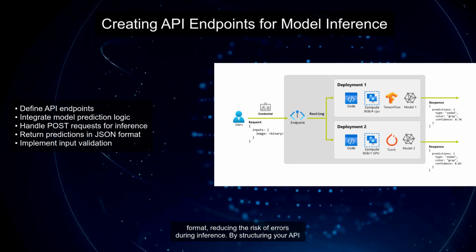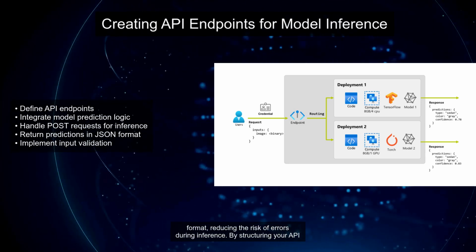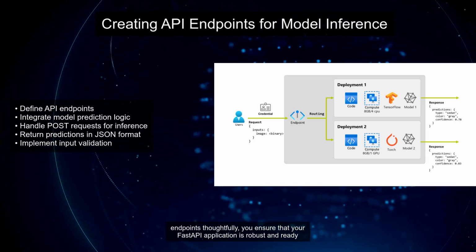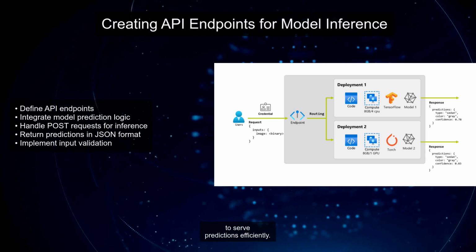Input validation is critical to ensure that data sent to the model is in the expected format, reducing the risk of errors during inference. By structuring your API endpoints thoughtfully, you ensure that your FastAPI application is robust and ready to serve predictions efficiently.